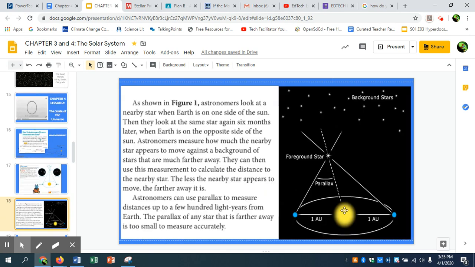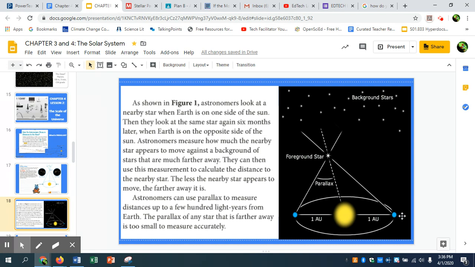So in this picture, it shows you that when the Earth is on one side of the sun in January, and then it travels 6 months later to the other side, that's basically 2 astronomical units away. And we learned last lesson that 1 astronomical unit is 150 million kilometers. So this is millions of kilometers of change that we have to get a perspective on this one star.